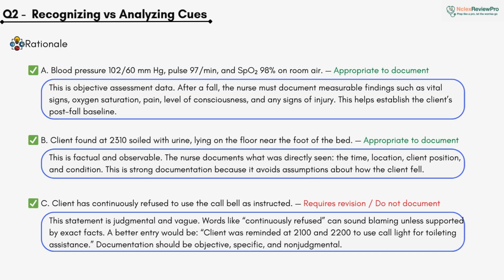Option C says, client has continuously refused to use the call bell as instructed. This requires revision and should not be documented as written. This statement is judgmental and vague. Words like continuously refused can sound blaming unless they are supported by exact facts. A better documentation entry would be, client was reminded at 2100 and 2200 to use call light for toileting assistance. Documentation should be objective, specific, and non-judgmental.